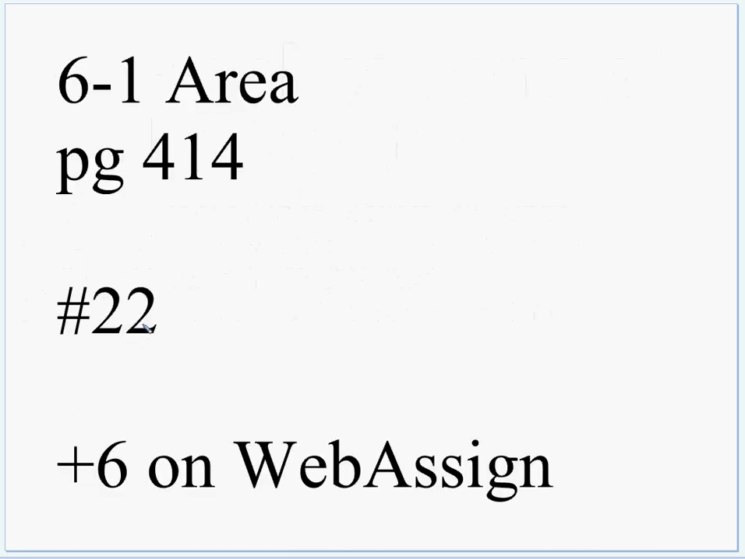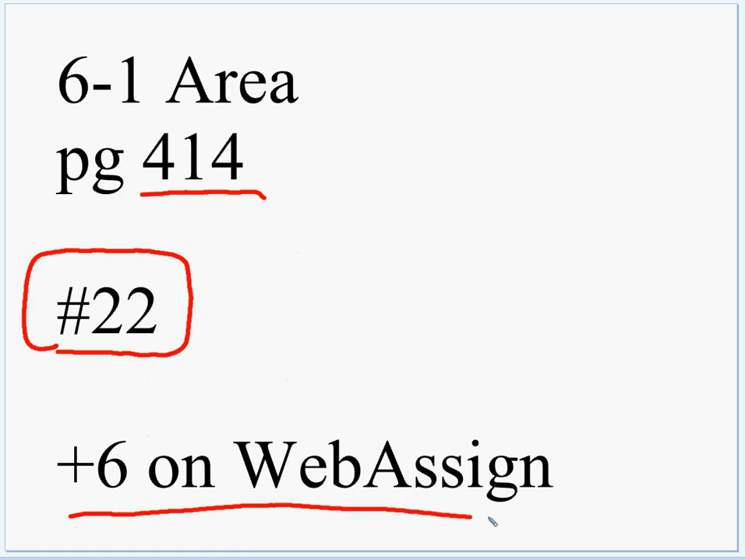All right, the assignment for this section, there's only one problem out of the book. That's number 22 on page 414. The rest of the assignment is all on WebAssign.